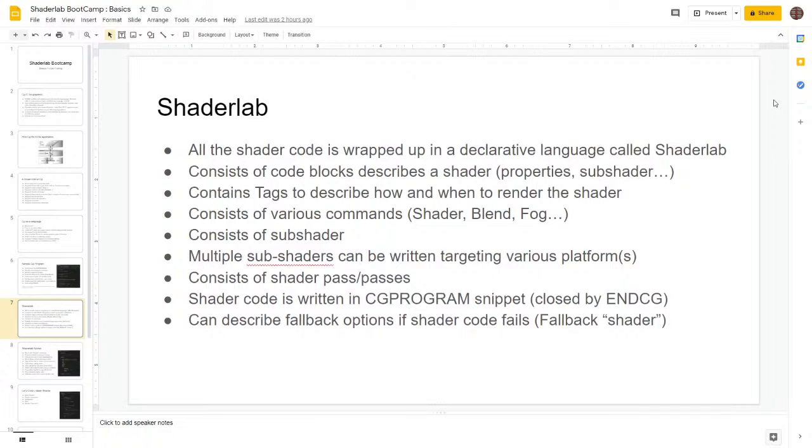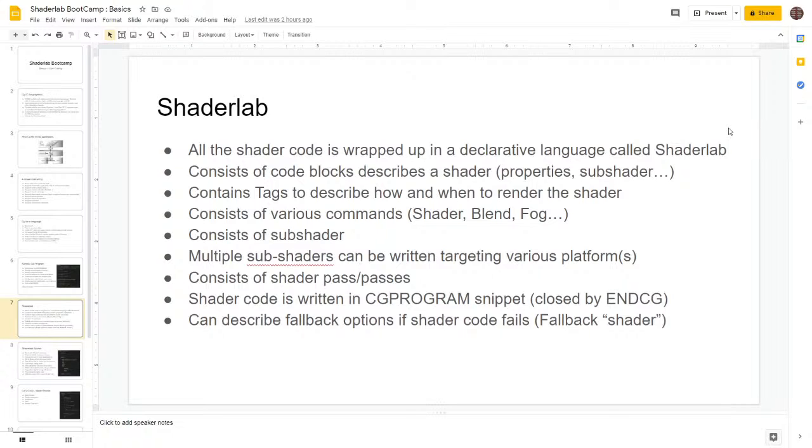Then it consists of passes. Now this is where your CG program will go. The CG program you saw earlier was basically a piece of programmable pipeline modification that goes inside a pass. Okay, let's understand it like this.